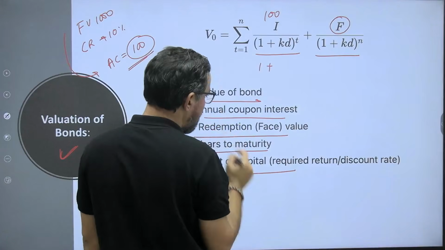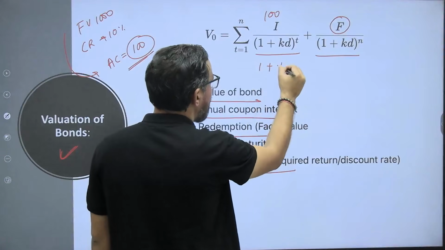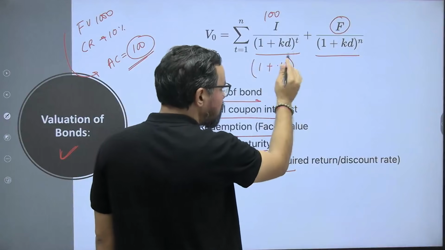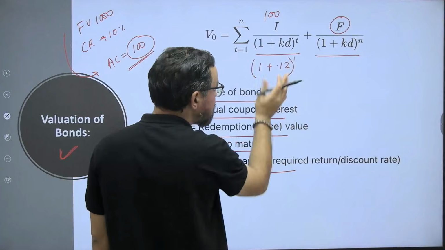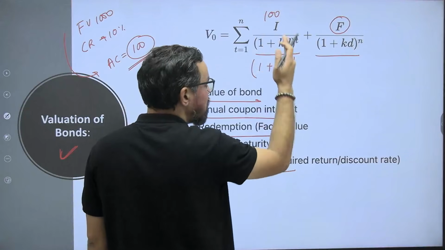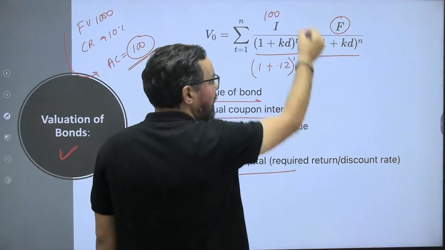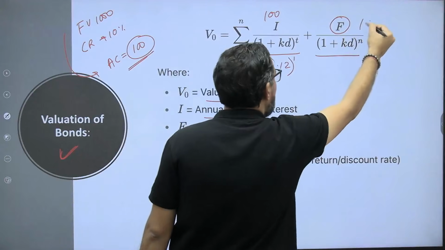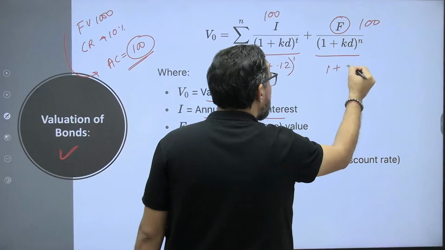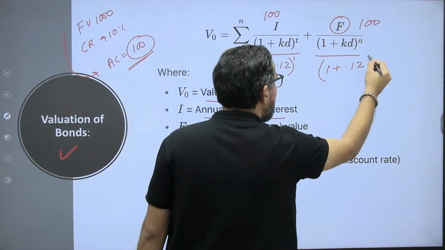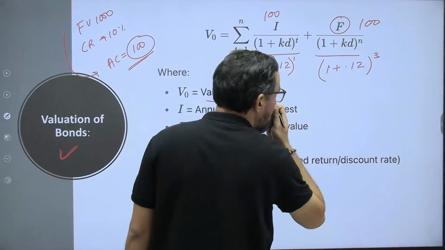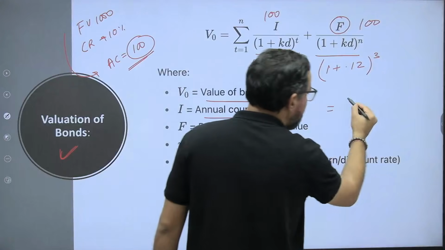Your KD was 12%, so 0.12. So you'll do the same thing for 3 years. 100 divided by 1 plus 0.12, then squared, then cubed, whatever value we reach, then your face value is 1,000 divided by 1 plus 0.12 for 3 years. So now whatever outcome you will receive.